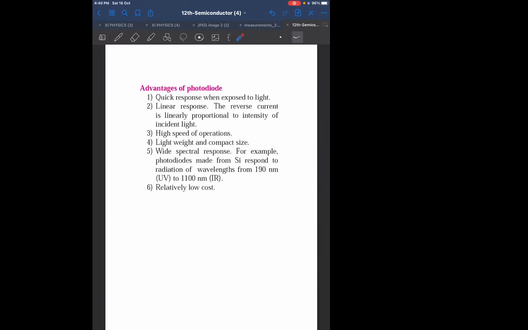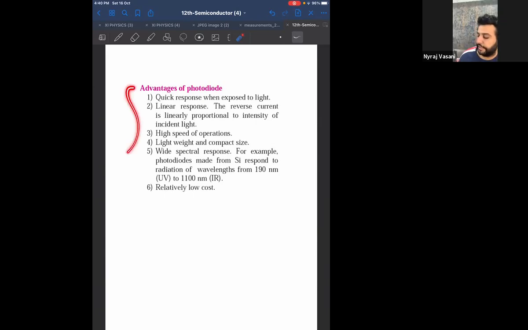Sir, you have to write advantages. No? Okay, wait. You don't have to write all the advantages. There are 6 advantages given. You have to pick out any 3 advantages of photodiode that you like, whichever you can remember.